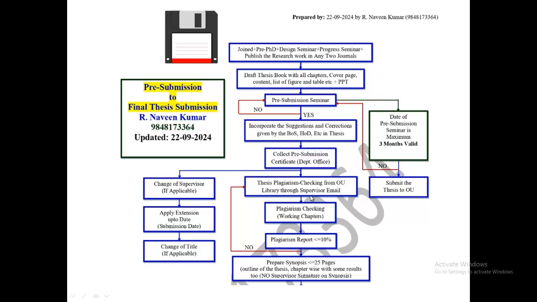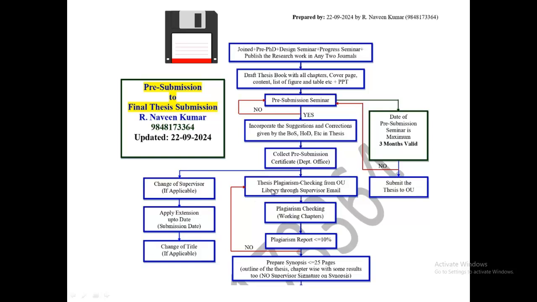Third chapter is your working chapter. Fourth chapter is also your working chapter. At last, you have to give the conclusion of the overall thesis. Then at the end of the thesis, you have to write the references. This is the flow of the PhD thesis.